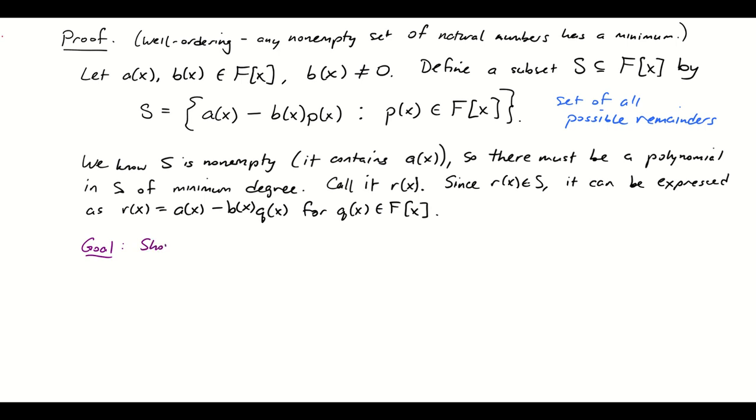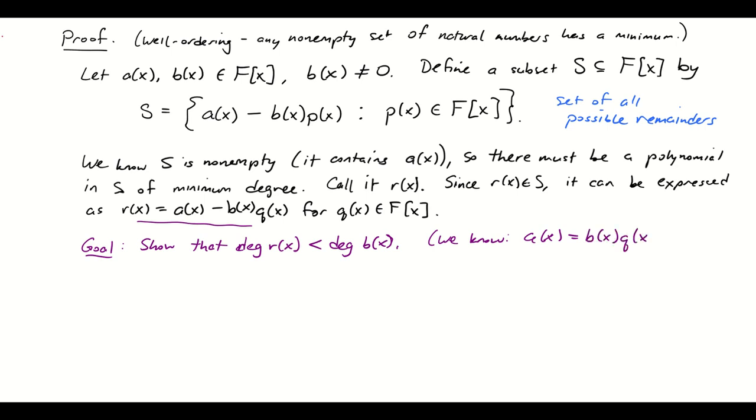All right, so now our goal is to show that r of x really is small enough. In other words, the degree of r of x is less than the degree of b of x. Because what we already know, based on the previous equation, we know that a of x is equal to b of x, q of x, plus r of x. So if we can get the degree requirement down, we're done.